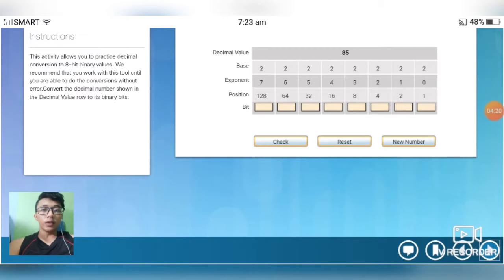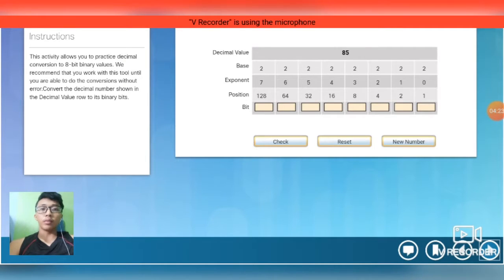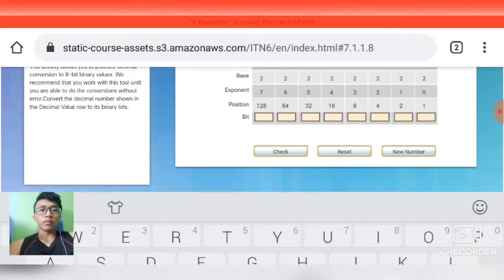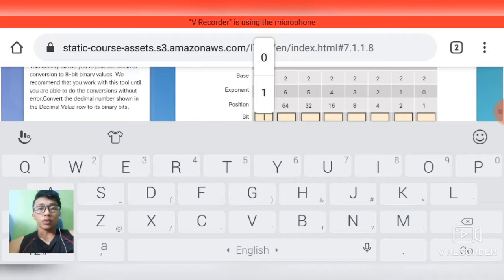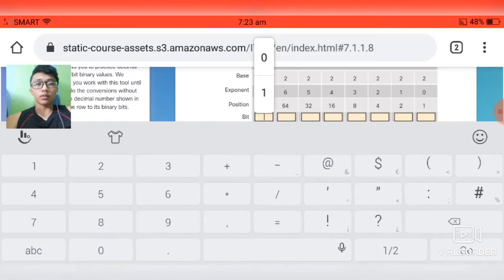For our second activity, we have here the decimal to binary. We have the given 85, the decimal value, and we're going to find what the bits are. First, to get the bits, all we need is to subtract the position from this decimal value. The 85 cannot be subtracted by 128, so the answer is 0.